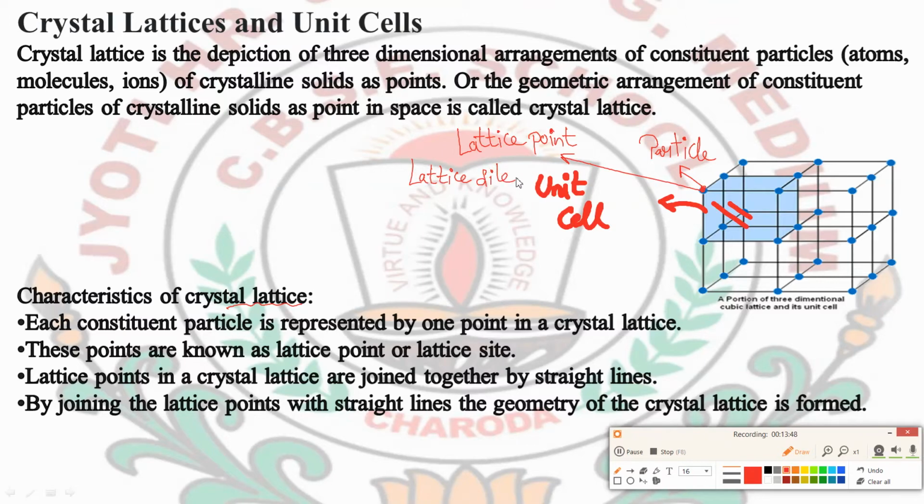Next, the lattice points in a crystal lattice are joined together by straight lines. So each lattice site is joined with a straight line to another lattice site. By joining the lattice sites with straight lines, the geometry of the crystal lattice is formed. Let's move further.